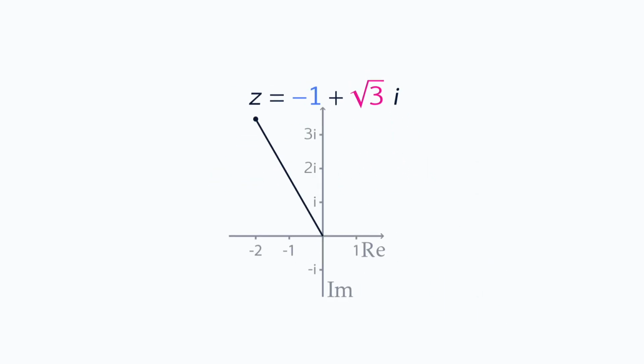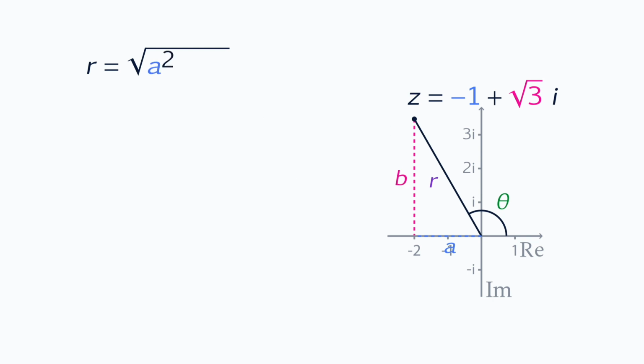Let's look at an example. Write z equals minus 1 plus the square root of 3 times i in polar form. To do this, you first need to find the norm and the argument of z. Let's start with the norm. r equals the square root of a squared plus b squared.